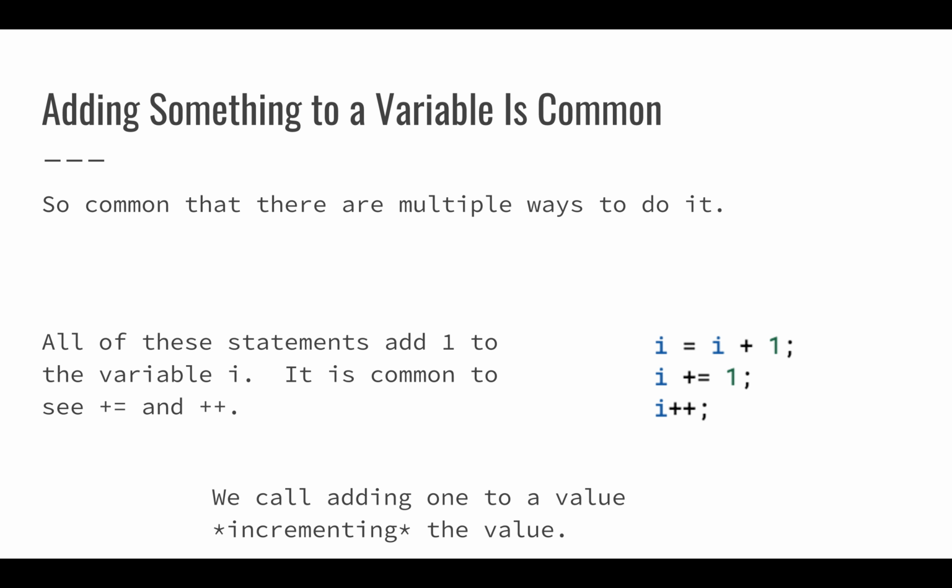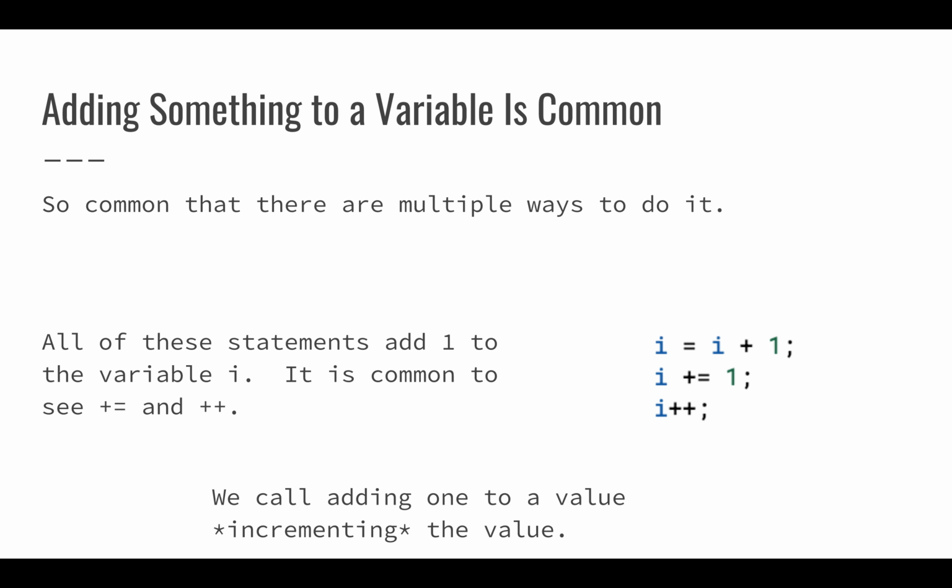And if you look at the code on the right where we have i is equal to i plus 1, that's exactly the same as saying i plus equals 1 or i plus plus. Every one of these just sets i equal to i plus 1. And these are nice shorthands to have because it's so common to add 1 to a variable that we just like to do it easily. In fact, we even have a name for it. It's called incrementing the value.